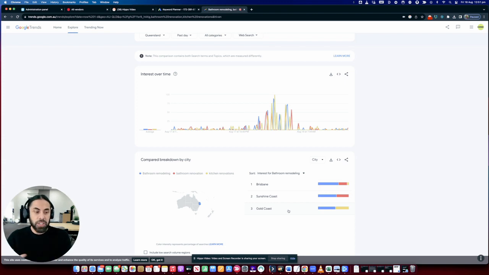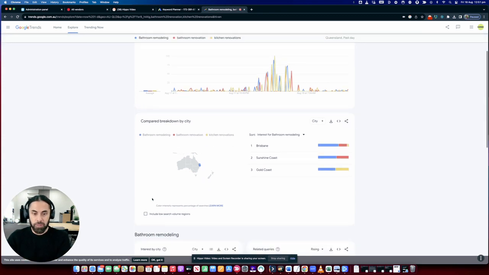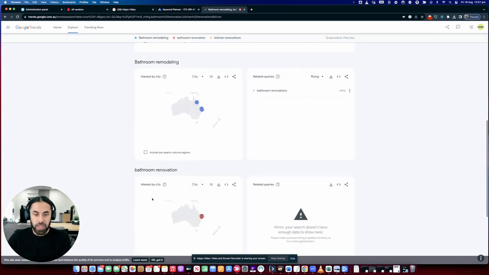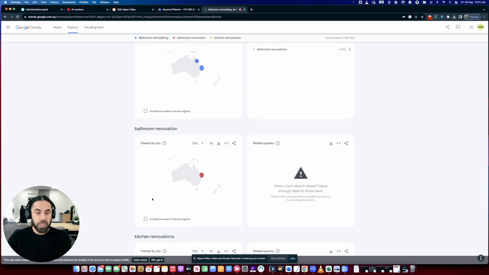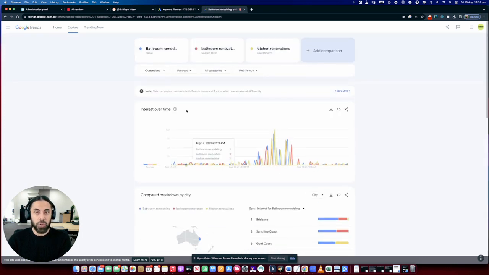So this gives you an indication that in different geographic locations, people search differently and they interact with the Google search engine differently. And Google tracks all of this behavior and then provides it for us to look at, study, and try to work with, I guess.